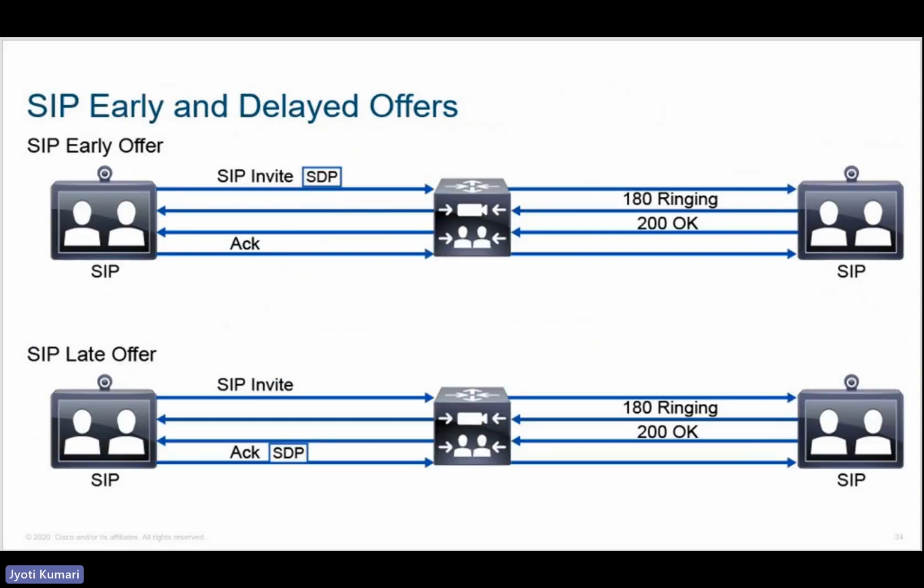Then we talked about SIP early and delayed offer, in which a SIP early offer has SDP, session description protocol, for media negotiation, codec, and call details information for call setup within the SIP invite, whereas a late offer, also called a delayed offer, is sent in the acknowledgement and not in the invite message.